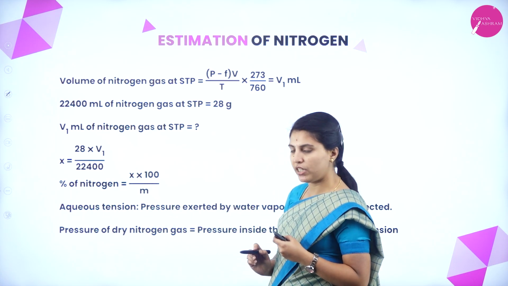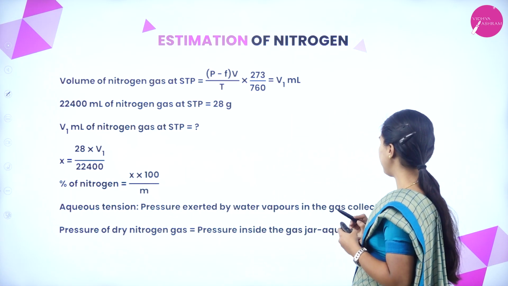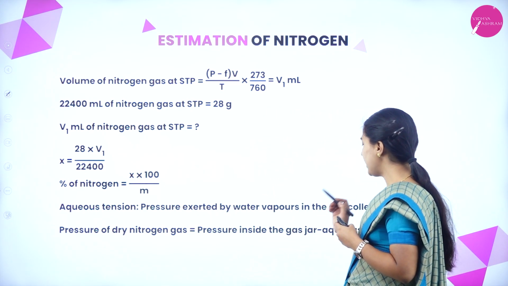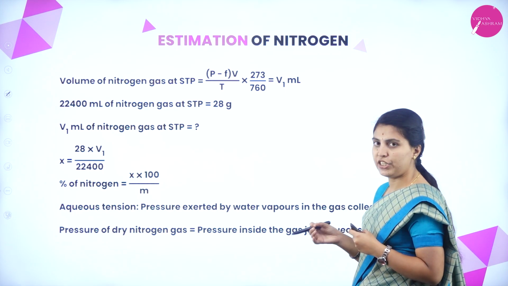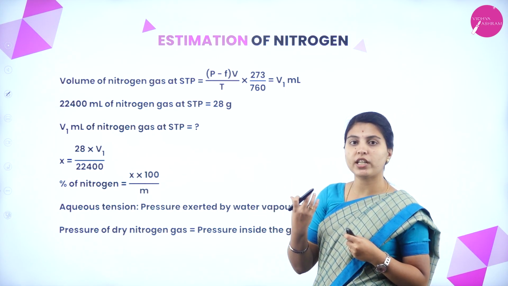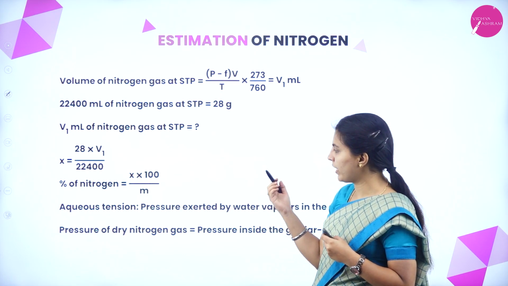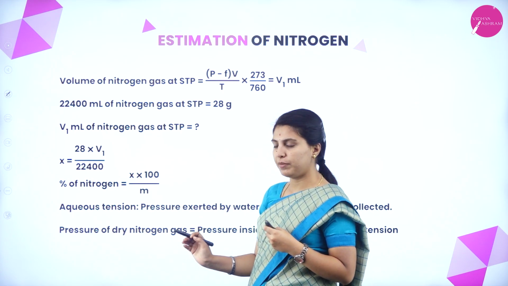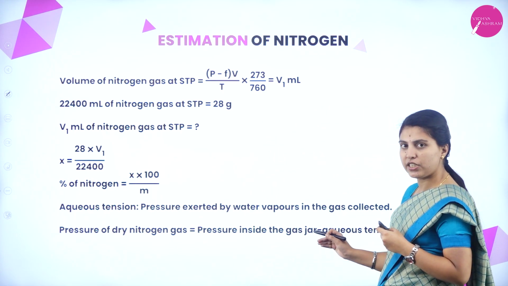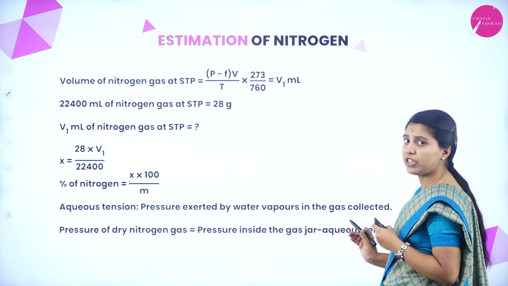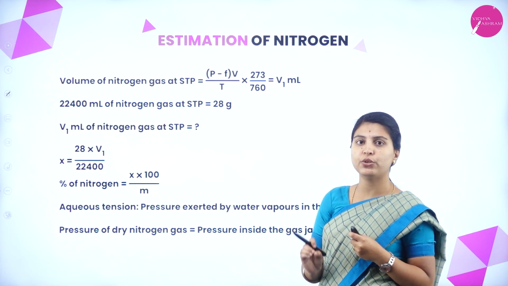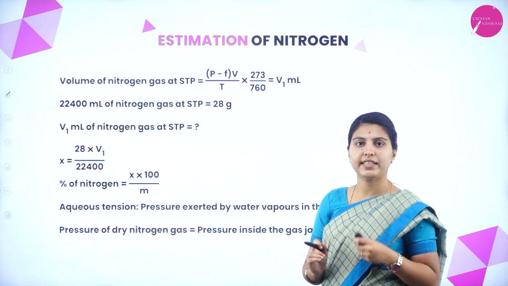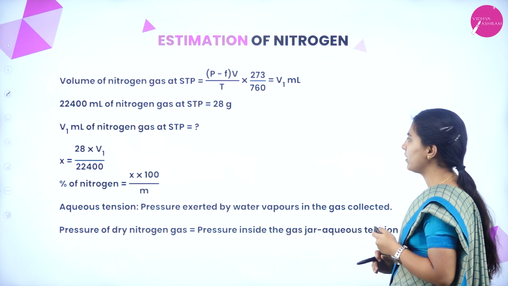Okay. What is aqueous tension? It is the pressure exerted by water vapors in the gas collected. And the pressure of dry nitrogen gas is the pressure inside the gas jar minus the aqueous tension, because the aqueous tension belongs to the pressure exerted by water vapors. Here they need only dry nitrogen gas, that's why they subtract it.